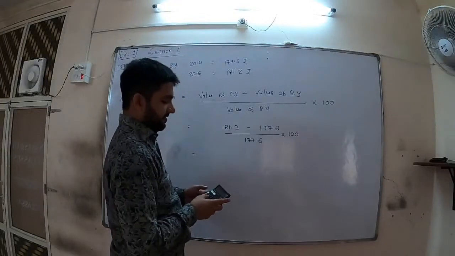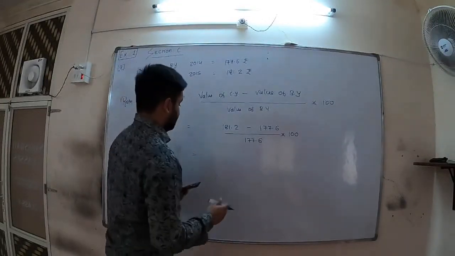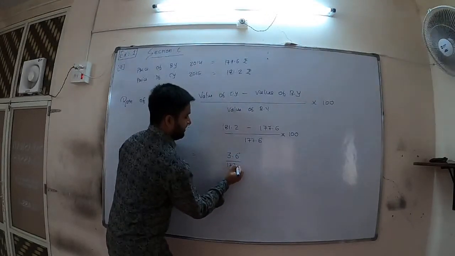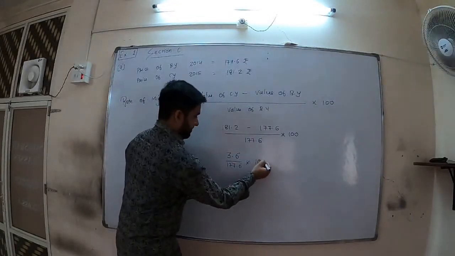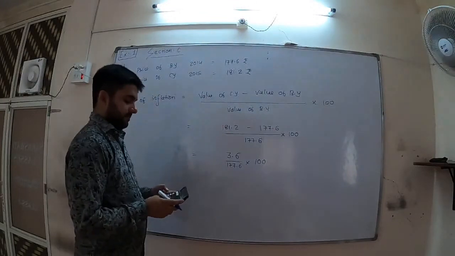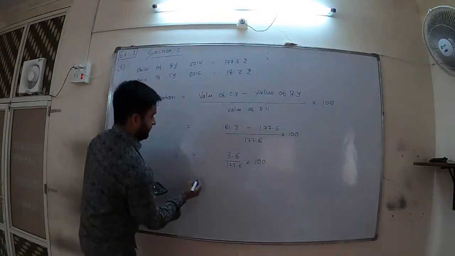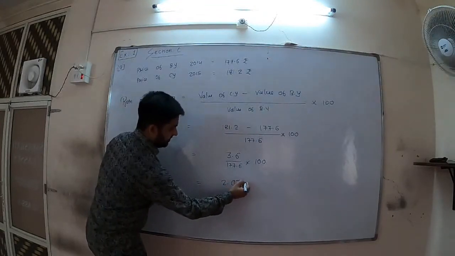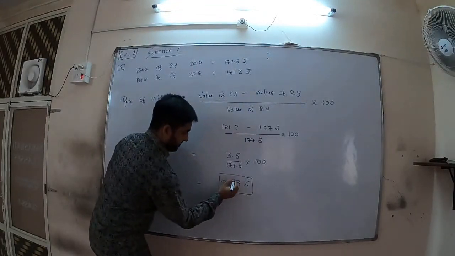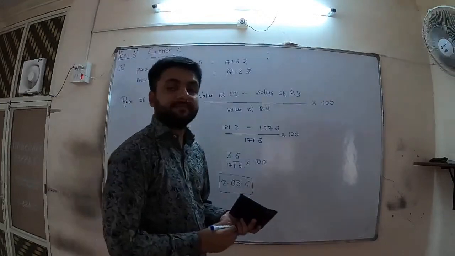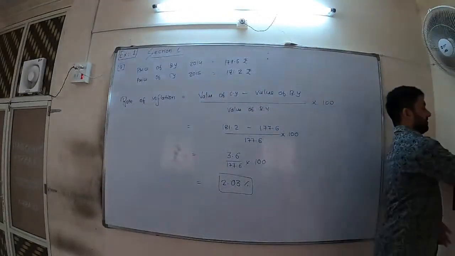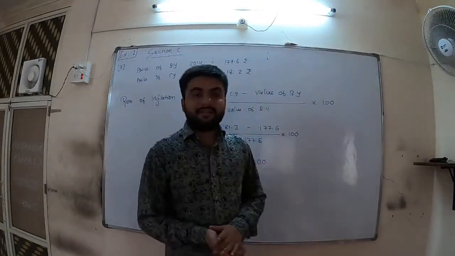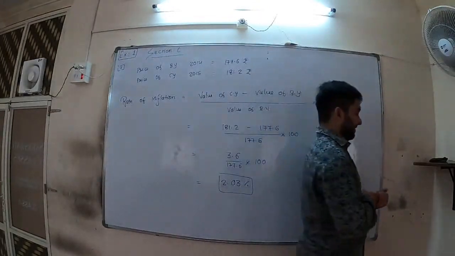181.2 minus 177.6 is 3.6. So 3.6 divide 177.6 multiply 100. 2.027, which means about 2.03%. Means every year on an average the rate of inflation, the increase in price, is 2.03% according to the index estimate.